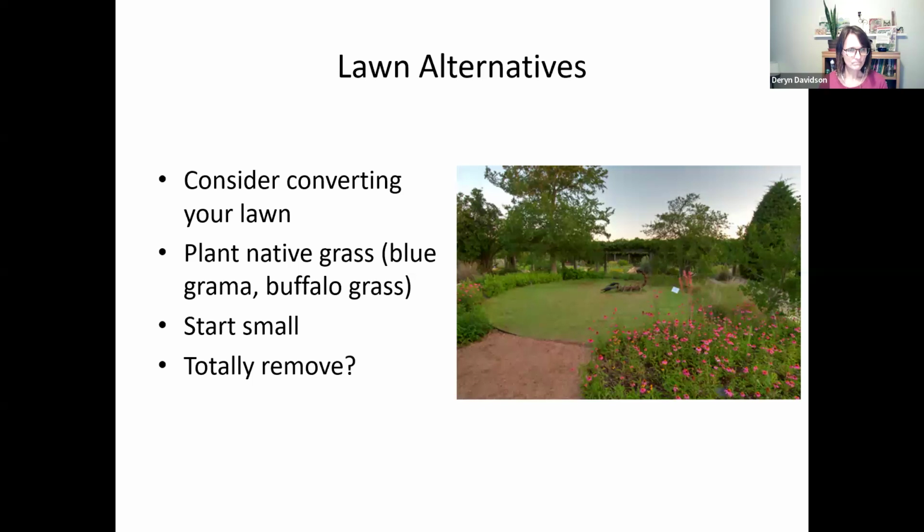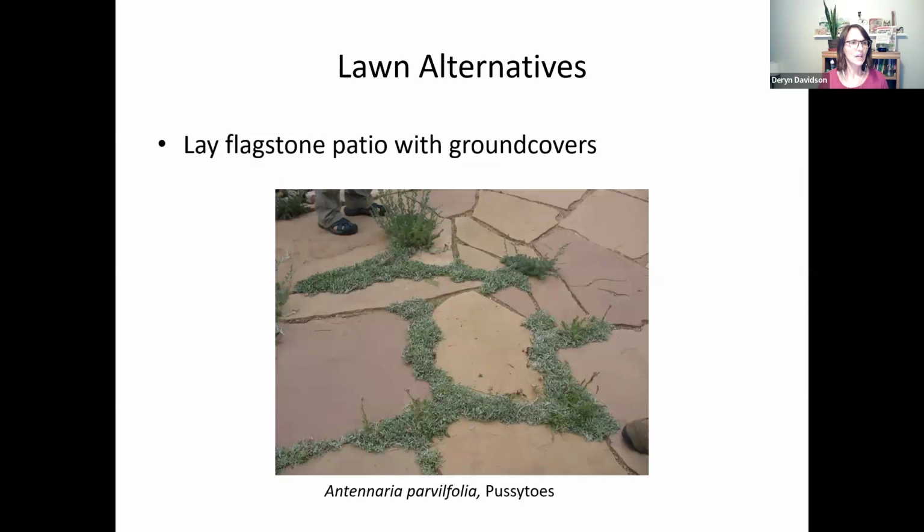But like with the garden in a box, or I mean with Resource Central's turf removal program, they'll come in and they'll help you remove some of that turf, and then putting in a garden in a box is a great idea, or at least having some sort of idea. You can always lay flagstone patios, if you don't need that turf area. And we have native plants that work well for ground covers.